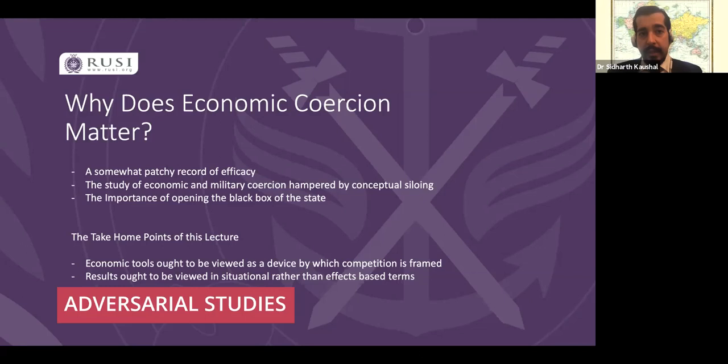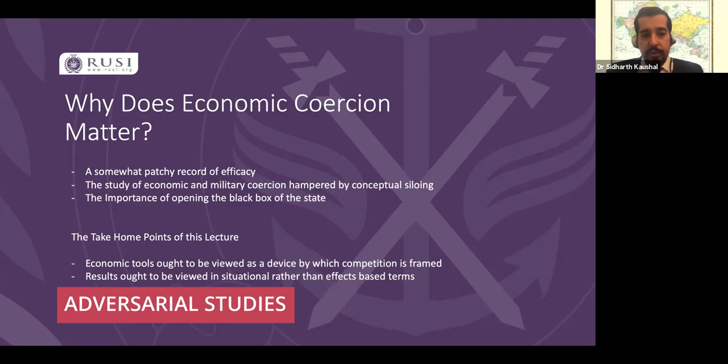The first, of course, is a degree of conceptual siloing. These instruments are often viewed in opposition to one another, as alternatives, rather than instruments that can be used in a somewhat synthetic way. The second is our criteria for success. We tend to view the coercive utility of a given instrument in effects-based terms. Did it deliver a result or did it not? I'd argue, particularly for the non-kinetic instruments in a state's toolkit, rather than an effects-driven definition of success, we might better view them in their success or failure in situational terms: the degree to which they can frame the rules of competition, the grammar of engagement within which force is used, rather than the degree to which they can actually substitute for force itself.